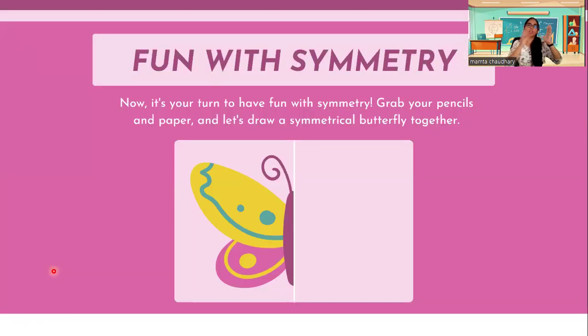Now here, this shape is drawn. You need to draw it once again. It means you need to complete this symmetry and you need to complete the butterfly. So you will draw like that, then this one, and then you will draw the wings of the butterfly.